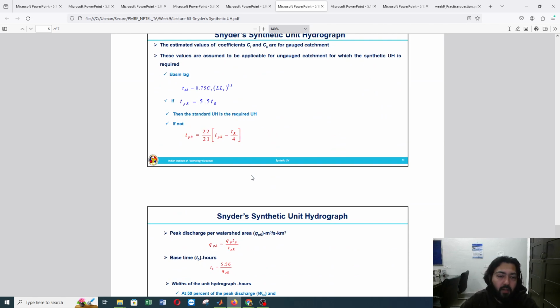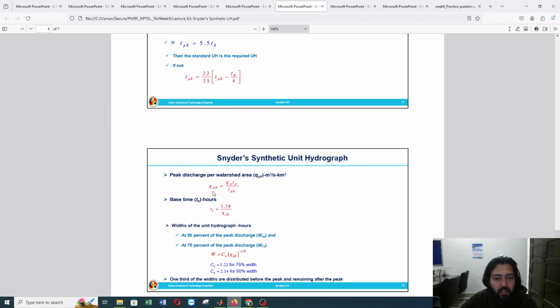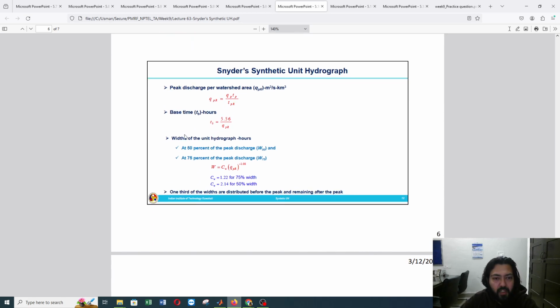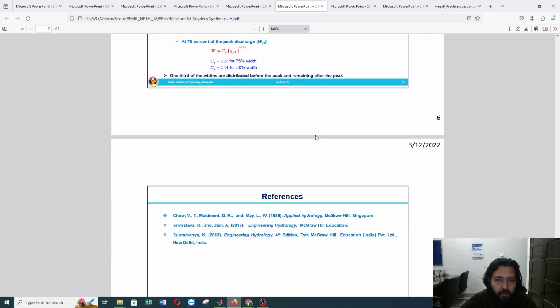Now that we have the values of Ct and Cp, we can calculate the discharge and time base for the catchment where we don't have any data set, and also we can calculate the width of the hydrograph using the equation W is equal to Cw Qp R, where Cw is the coefficient which changes with respect to the width. For 75 percentile it is 1.22, and for 50 percentile it is 2.14.